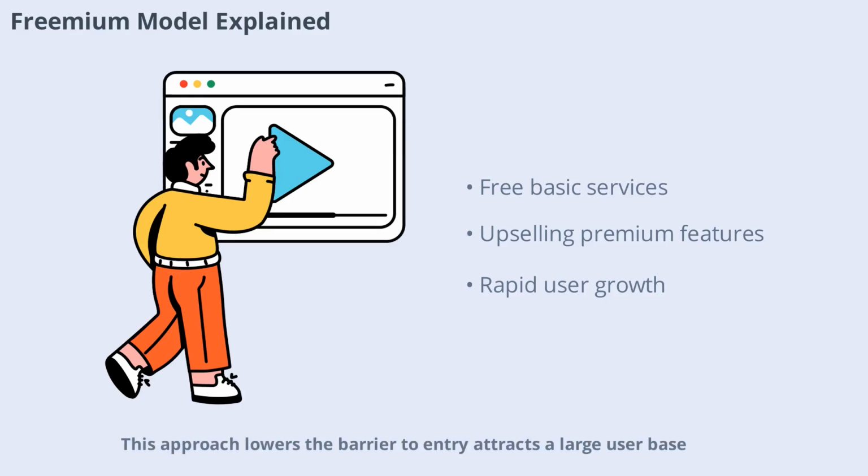The freemium model offers basic services for free while charging for premium features. This approach lowers the barrier to entry, attracts a large user base, and then monetizes through upselling. Popular with software and digital services, the freemium model has helped companies like Spotify and Dropbox grow rapidly by converting free users into paying customers over time.